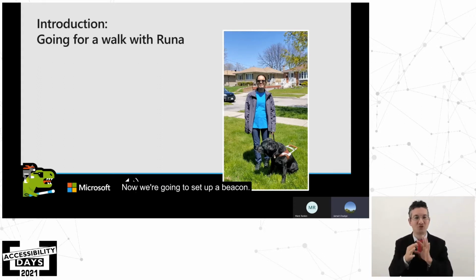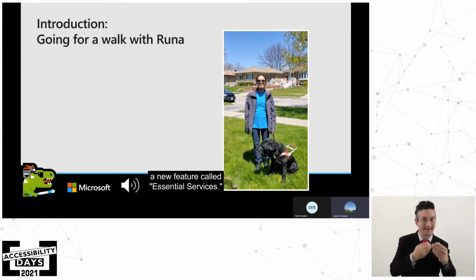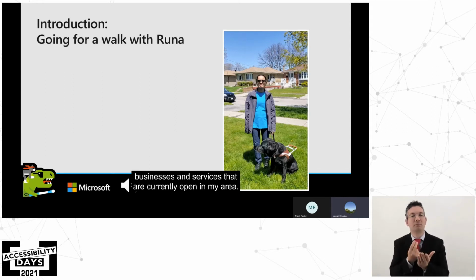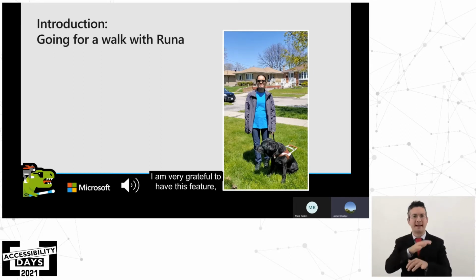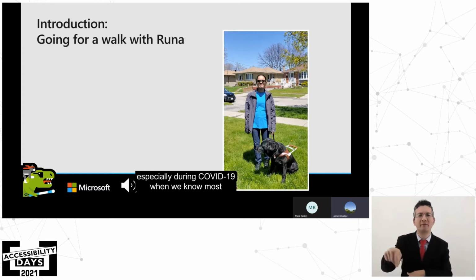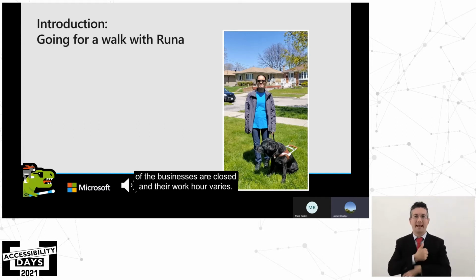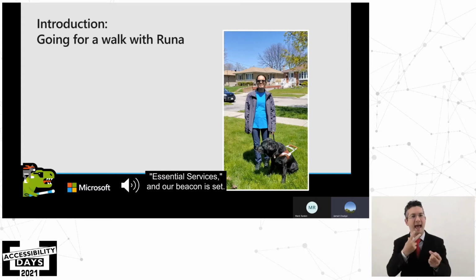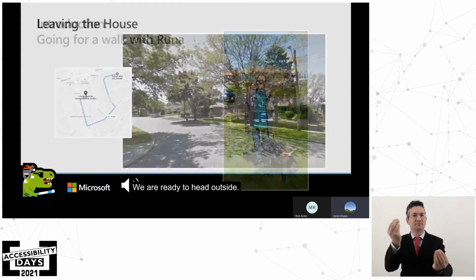When I click on the beacon, I see a new feature called Essential Services. This will let me browse businesses and services that are currently open in my area. I'm very grateful to have this feature, especially during COVID-19 when most of the businesses are closed and their work hours vary. Cool. We have found the pharmacy under Essential Services and our beacon is set. We are ready to head outside.